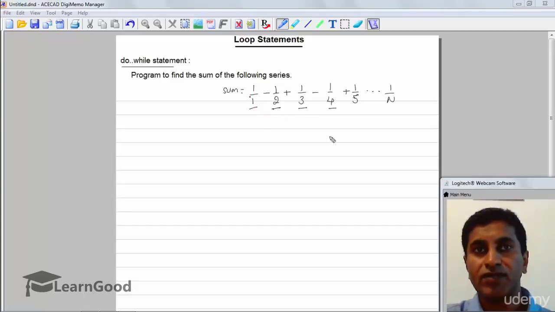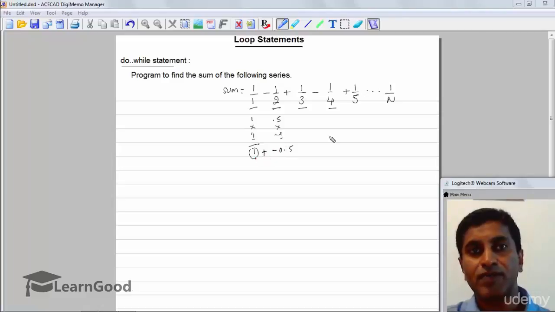To achieve this, what we'll do is, 1 divided by 1 is nothing but 1, we will multiply it by 1. And then 1 divided by 2 is nothing but 0.5, we'll multiply it by minus 1. So when I multiply by positive 1, it will be as it is. But 0.5 when I multiply it by minus 1 is going to be minus 0.5. And this previous value plus this negative, so 1 minus 0.5 is going to be nothing but 0.5.